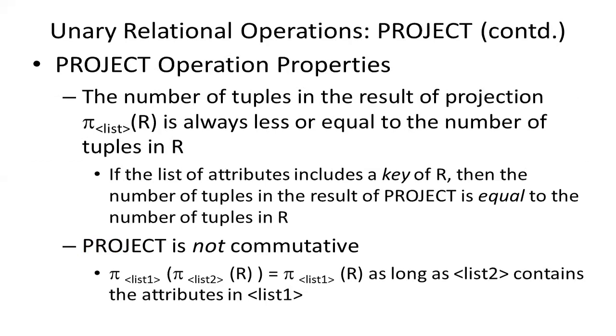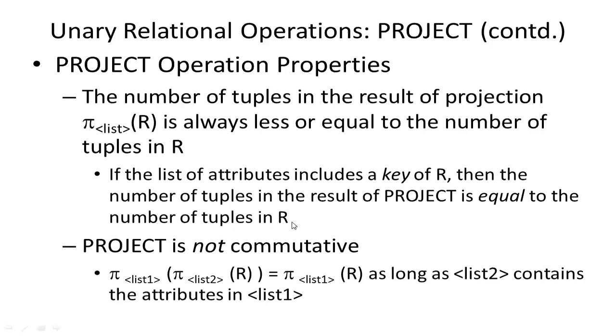As we discussed for the select properties, we can see the project properties also. Here the project properties work somewhat differently. Sigma, that is your select, is commutative, but project does not support the commutative property. Even if you change the order, you will get a different result. Here, if the list of attributes includes a key, then the number of tuples in the result of project is equal to the number of tuples in R.